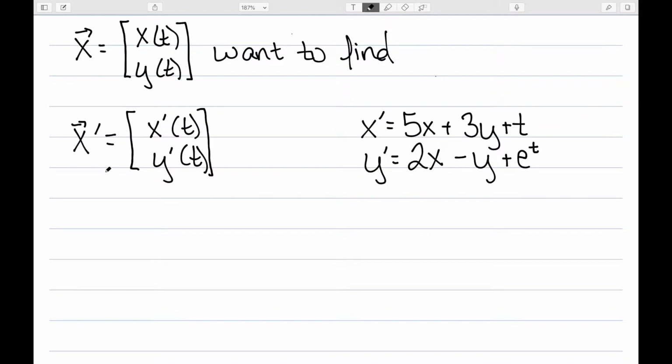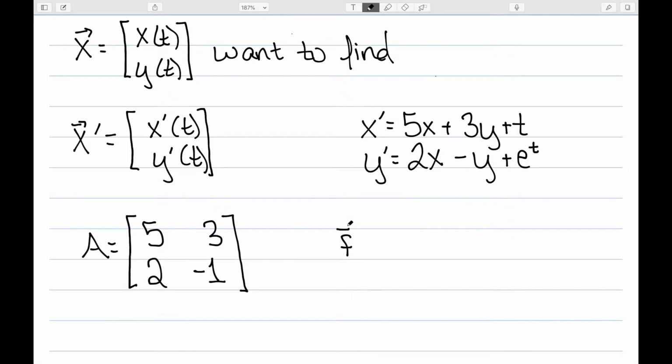While x and x prime are going to be generic vectors that always look like this, our other two important pieces are going to be unique to the problems. So first we're going to have this matrix A. This is actually called our coefficient matrix because it's the coefficients of the x's and y's. I have a 5x, 3y, 2x, minus 1y. The other important piece is a vector called f of t, and this is the extra piece that we have floating around, the t and the e to the t. It's the extra stuff we're adding at the end that involves only the independent variable.